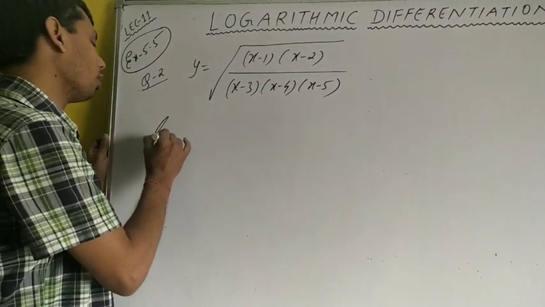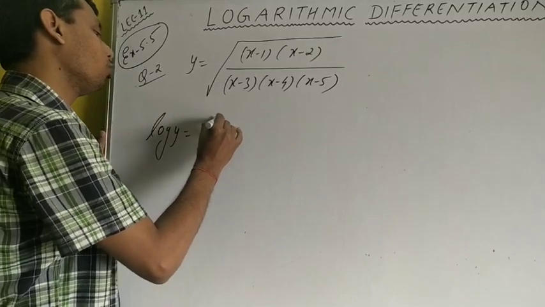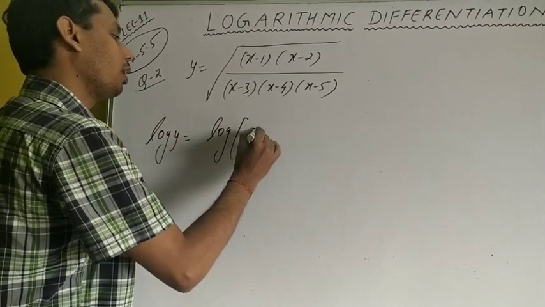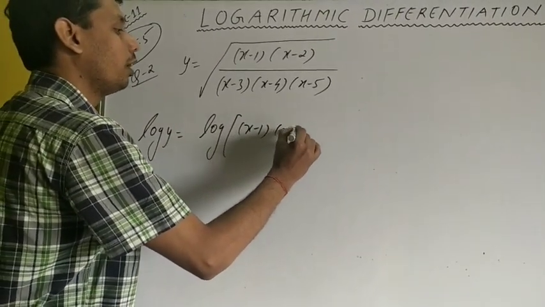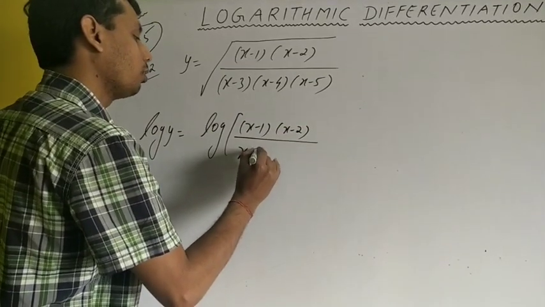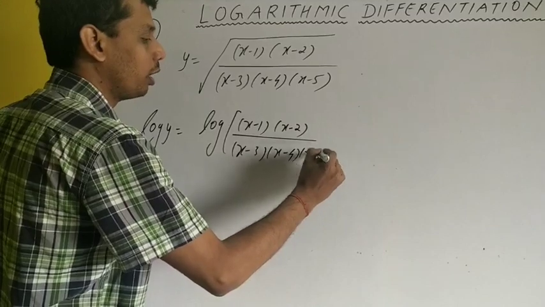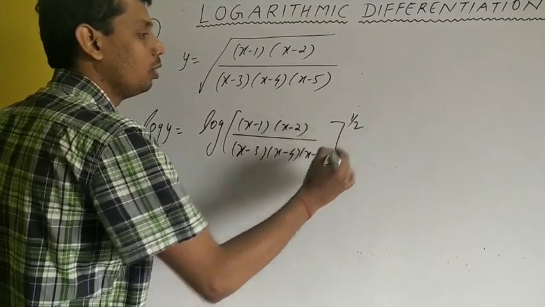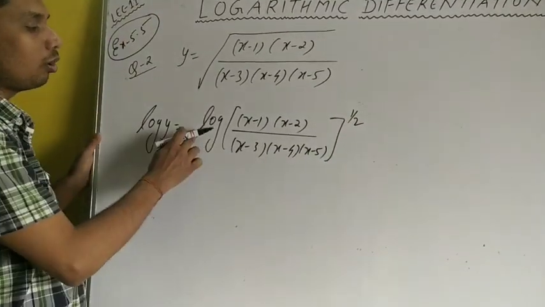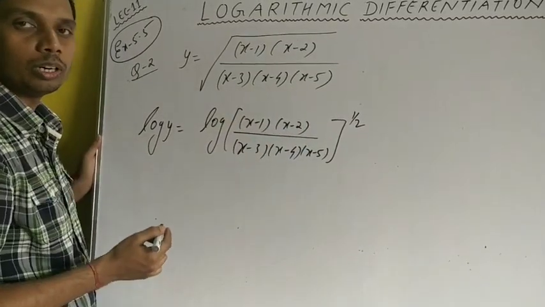So let us take log. Log y is equal to log of x minus 1, x minus 2, x minus 3, x minus 4 and x minus 5, whole to the power 1 by 2. Now we know that log m to the power n is equal to n log m.